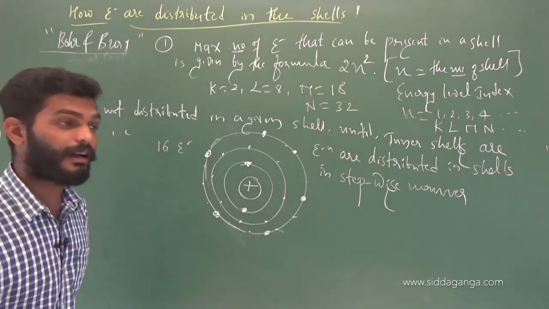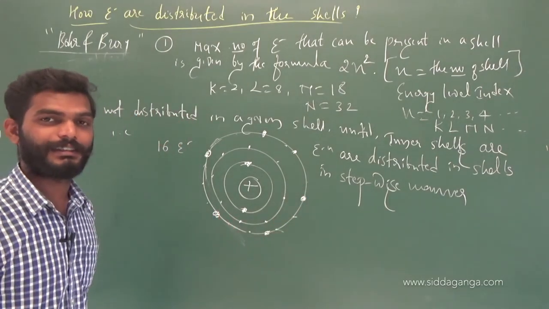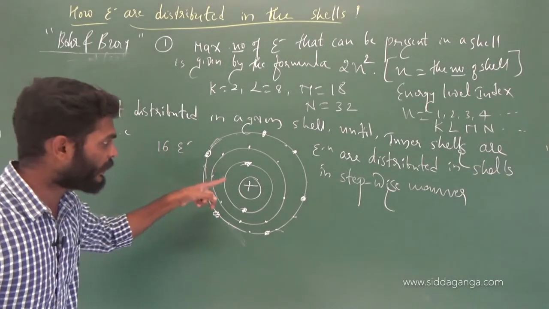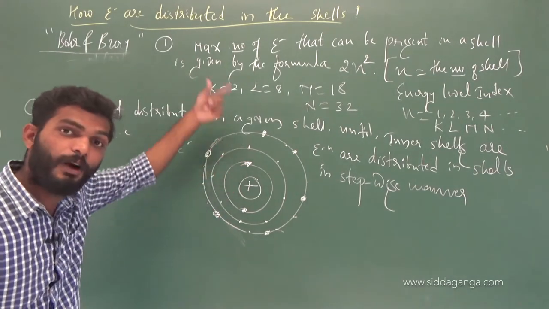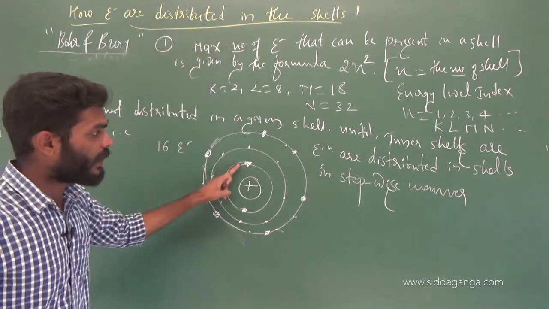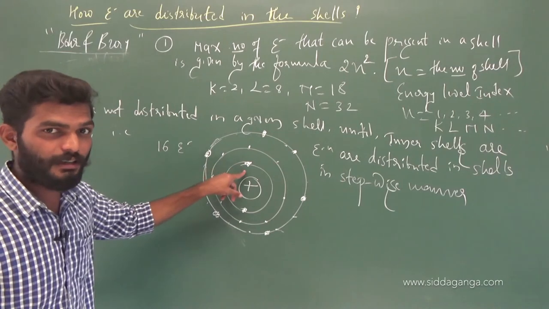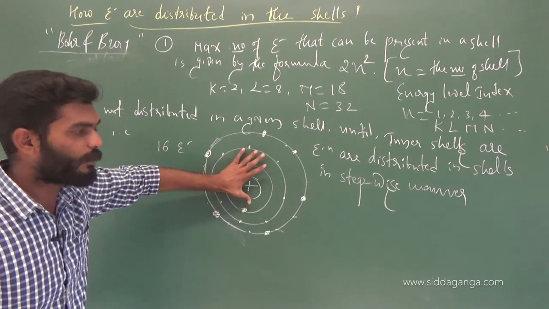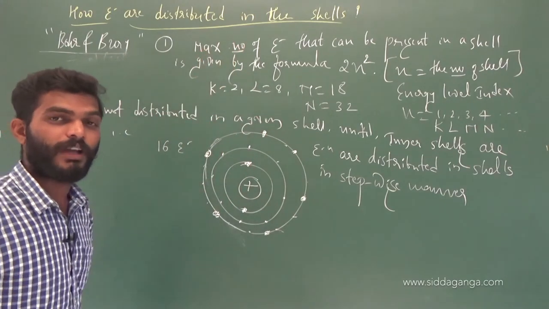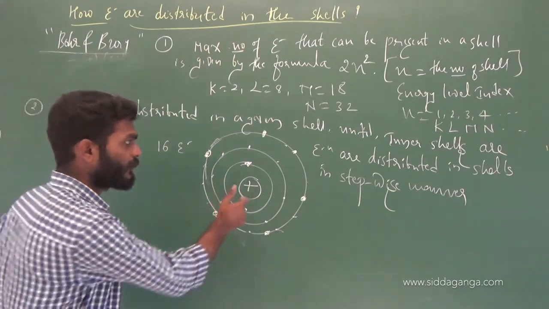So, we have to fill the electrons like this. Following that, if an atom has some electrons, we have to fill the electrons from inner shells to outer shells with respect to the first rule. The innermost shell is the K shell. The first shell will have 2, the next one will have 8, the next one will have 18, the next one will have 32. As per that rule, we have to fill the electrons.